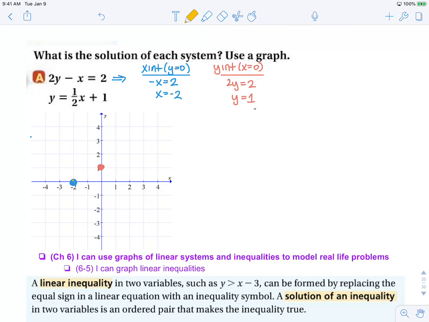Looking in between those points, I can count my slope. I rise 1 and run 2, so my slope is 1/2. So I'm going to keep rising and running that same slope, and going backwards and down the same slope, so that I can get an entire sketch graph of this line.